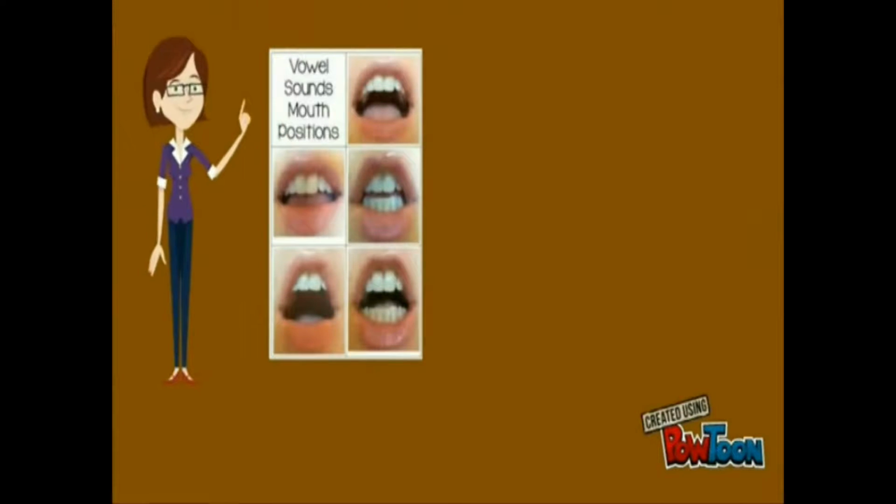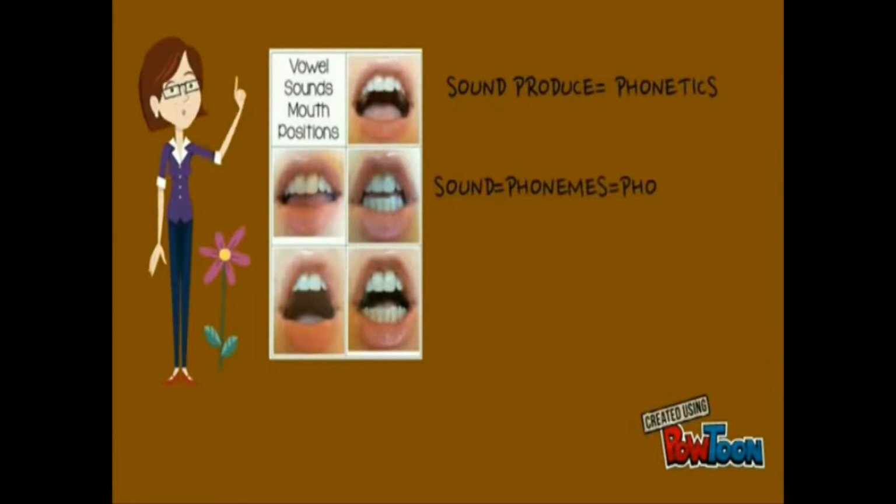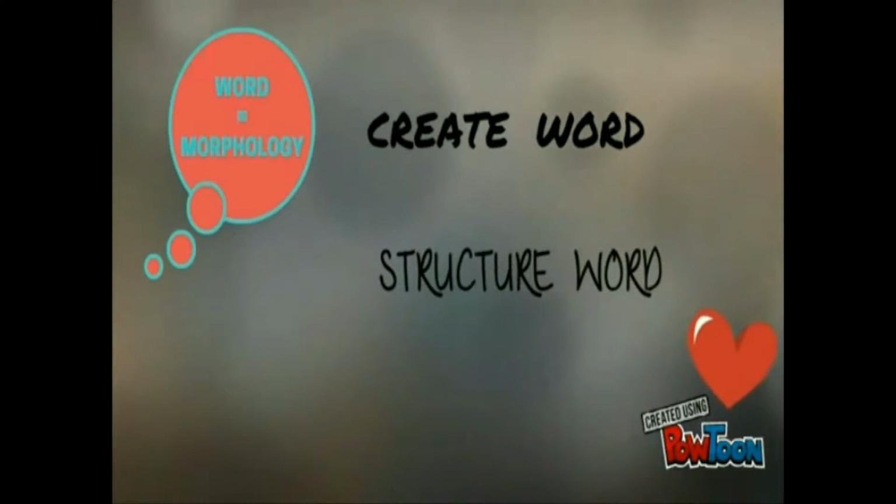Phonetics and phonology are the study of sound. How sound is produced is called phonetics, and how sounds combine into phonemes is called phonology. And morphology is the study of words. It is how to create words and the structure of words.